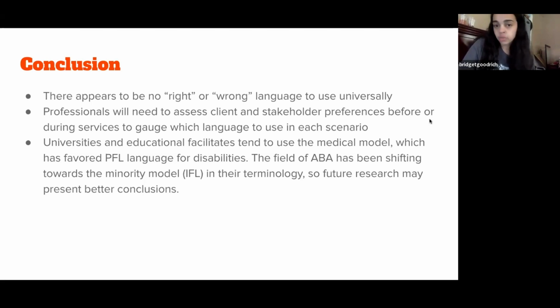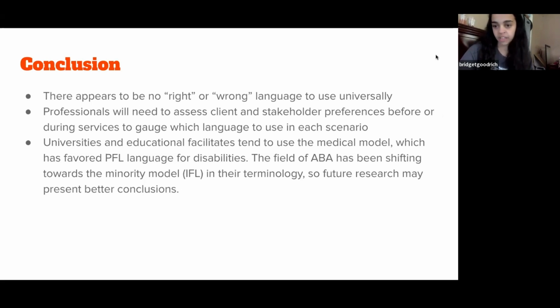Professionals will need to address client and stakeholder preferences before or during services to gauge which language to use in each scenario. Again, it's in the ethical code; we're always trying to promote autonomy. So the best way to go about this is communicating, asking them what they would like to be referred to as. And finally, universities and educational facilities tend to use the medical model, which has favored person first language for disabilities. The field of ABA has been shifting towards the minority model, which is identity first language in its terminology. So future research may present better conclusions.